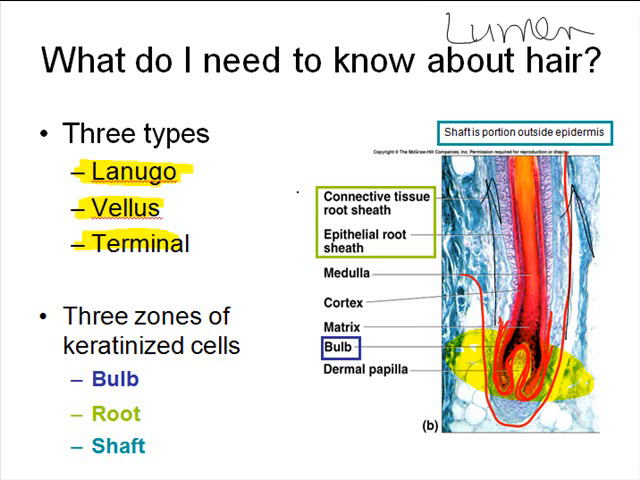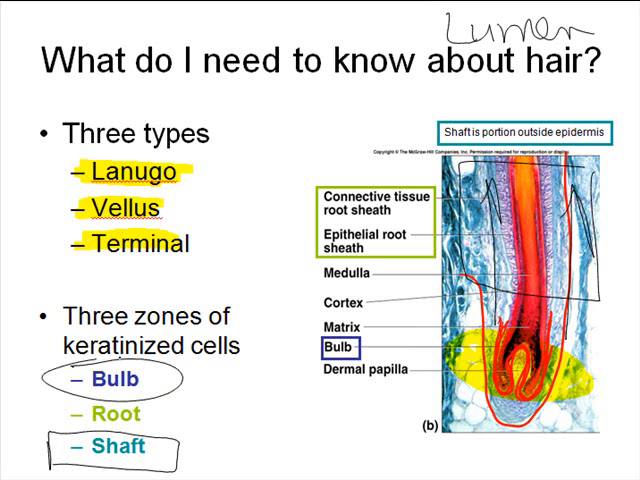So here we've got the root of the hair in this area, and it has a connective tissue portion and an epithelial portion, but we're not going to worry too much about that. By the time we get further out, when we actually exit the surface of the epidermis, then we have what is called the shaft of the hair. So the shaft of the hair is out beyond the epidermis. The root of the hair is the part that's located in the dermis and the epidermis, and the bulb of the hair is where we actually manufacture the new keratinocytes that make up the hair.